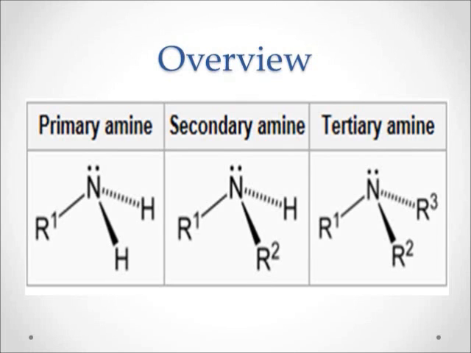A primary amine is where there are two hydrogens on the nitrogen and it's attached to a carbon chain. A secondary amine is where there is one hydrogen on the nitrogen and is attached to two carbon chains. And finally, the tertiary amine has no hydrogens and is attached to three carbon chains.